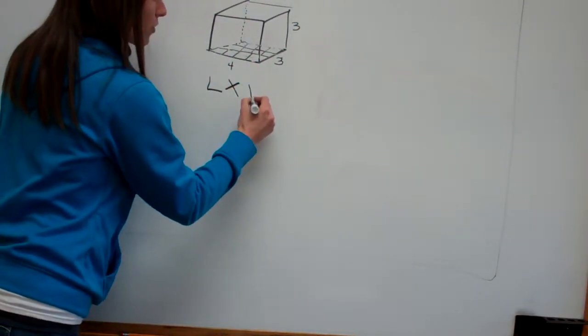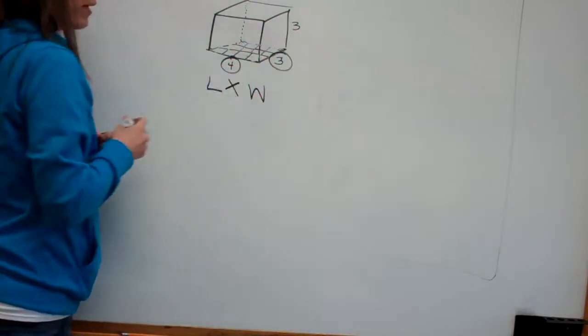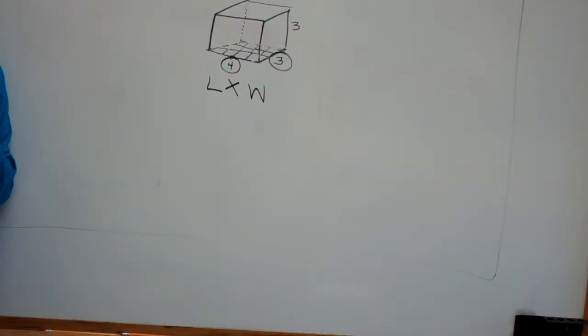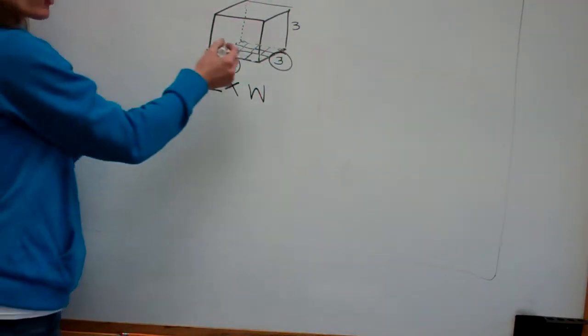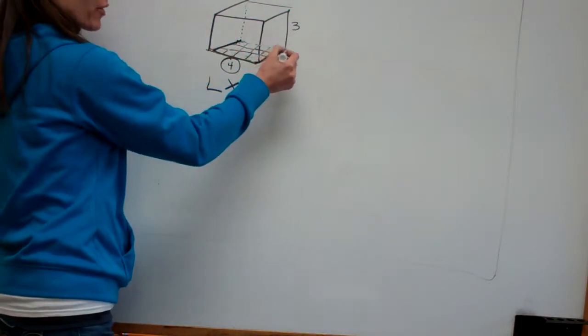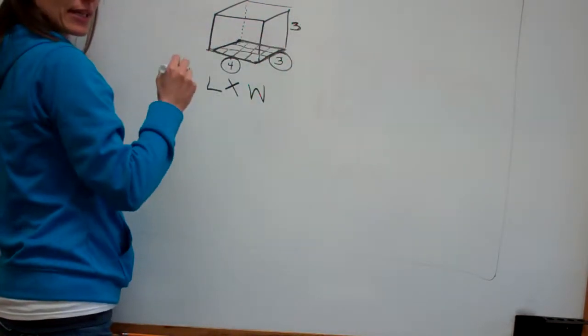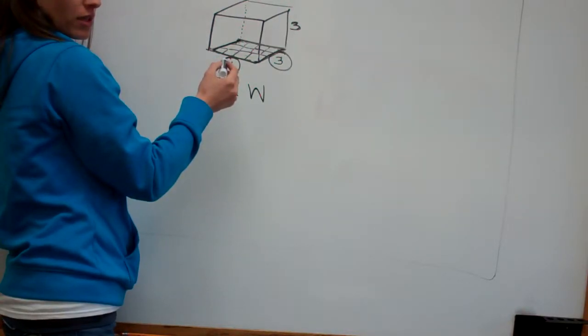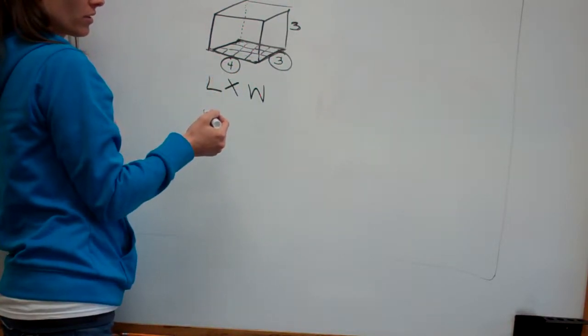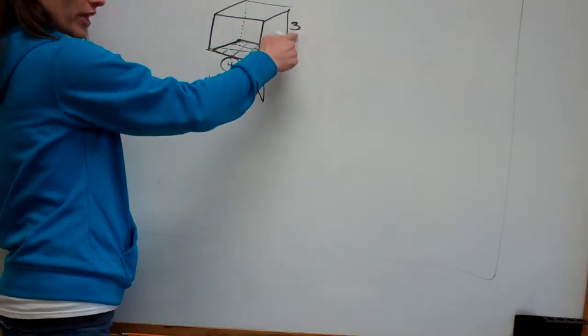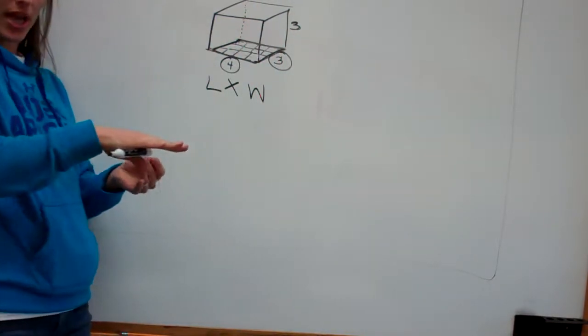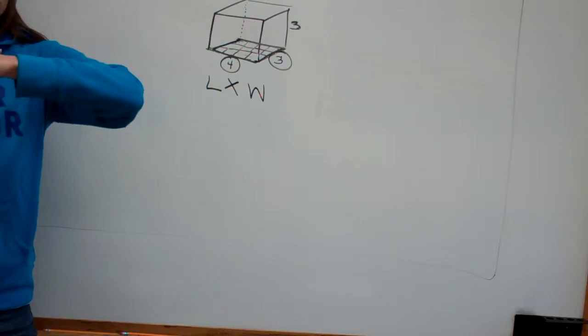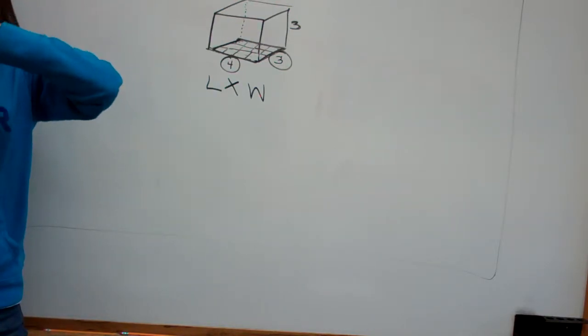Length times width. Right? And it's 3 blocks up. So there's 12 in my first layer, and I have 3 layers. So what's it going to be? It would be 12 times 3, because there's 12 in each layer, and then there's 3 layers. So it'd be 36.